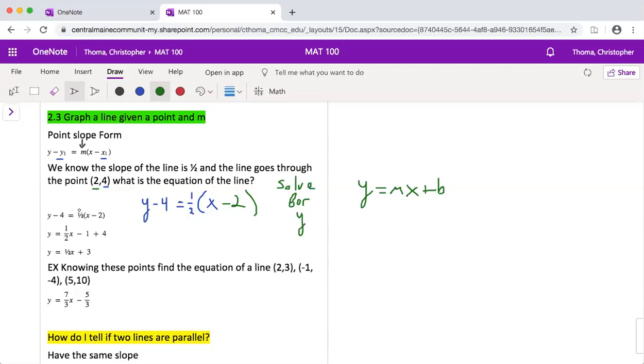So first thing you do, distribute the 1/2 through. So 1/2 times x is 1/2 x. 1/2 times -2 is -1. And then add 4 to both sides to get y by itself. -1 plus 4 is 3, so my equation is y equals 1/2 x plus 3.